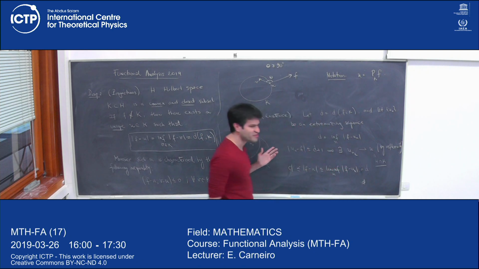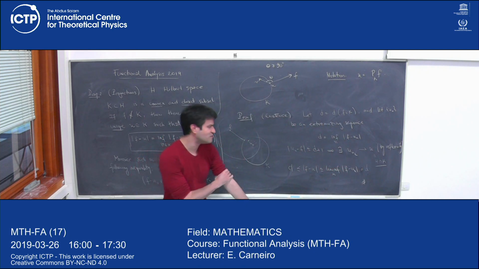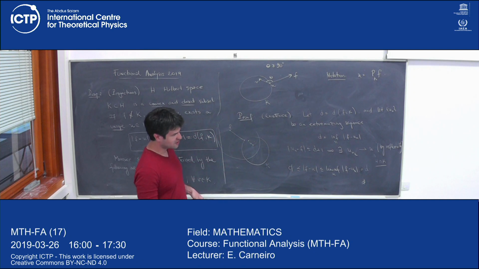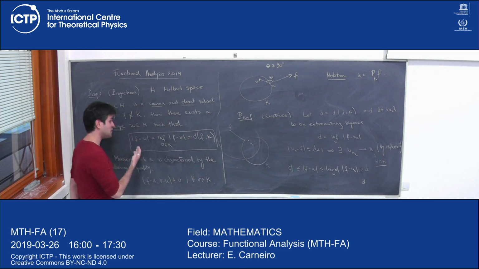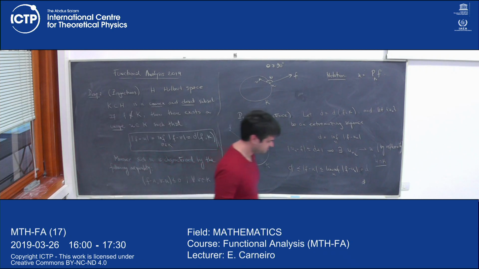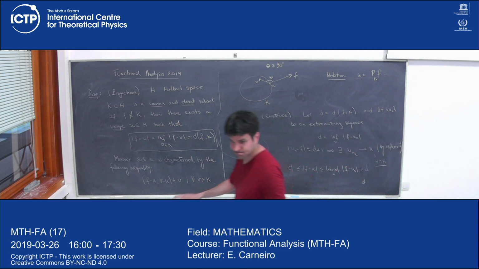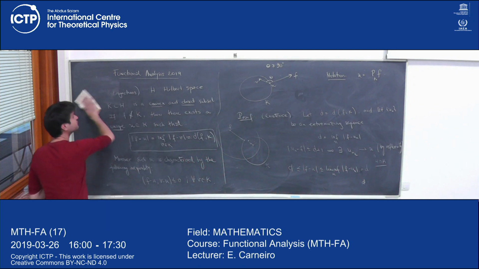So here's one way to prove it using what you know about weak convergence already. You can take a look at two other different proofs in the book. So we have proved that there exists such a point. Now let's try to evaluate the uniqueness of this projection. So far, so good? Good.